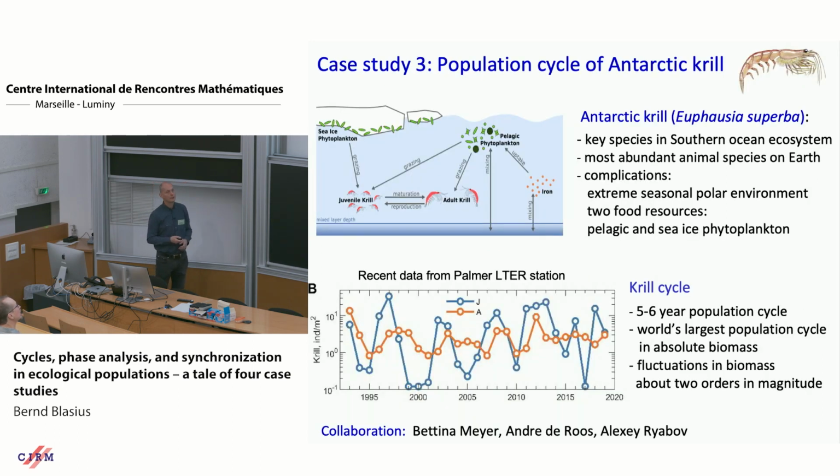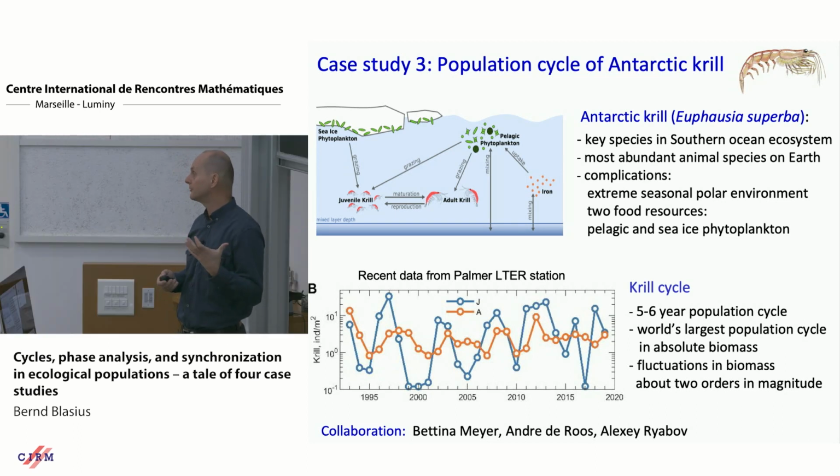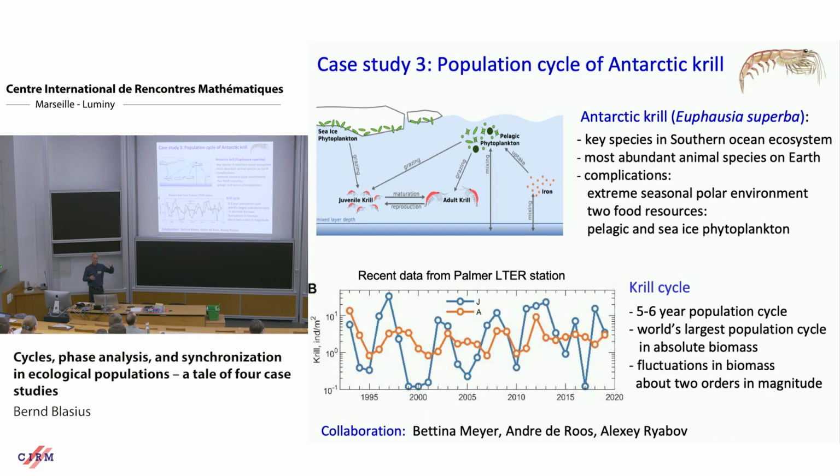And we go now to the biggest oscillation we have on the planet in biomass, and that's Antarctic krill. So we had a project where we studied Antarctic krill, and it's a key species in the Southern Ocean ecosystem. It's the most abundant animal species in biomass. If you have the years with a lot of krill, the whole Southern Ocean is red with the krill swarms. But compared to the single species phytoplankton, it's an incredibly complicated system.